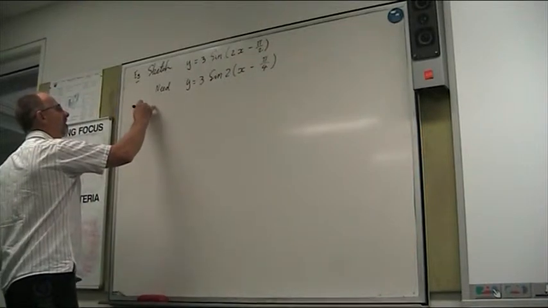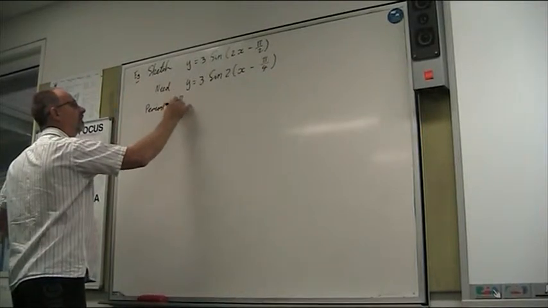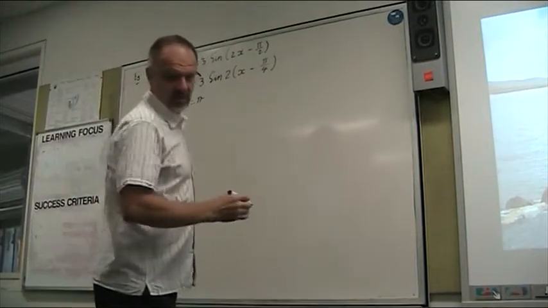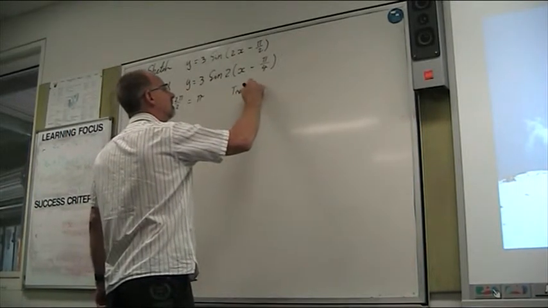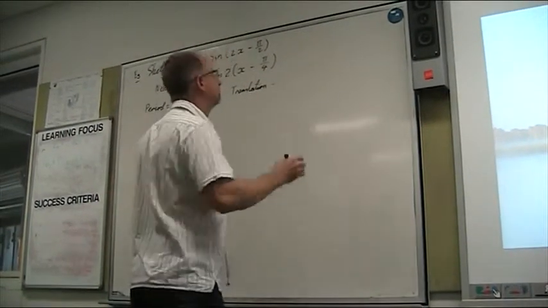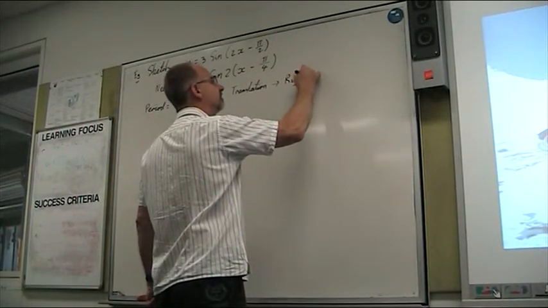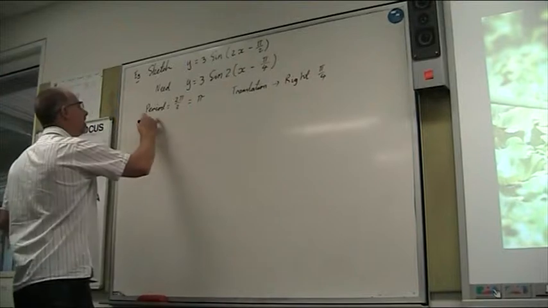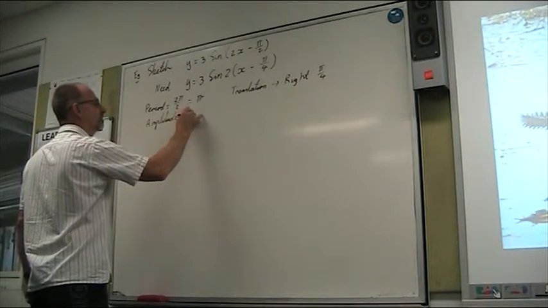Alright, so our period then would be 2 pi over 2, which is pi. Alright, translation. We've got pi on 4, and it's to the right, isn't it? Yeah. Our amplitude, over 2, is 3.